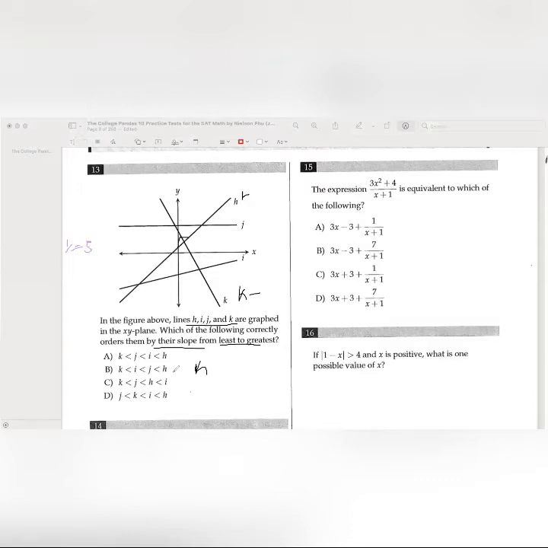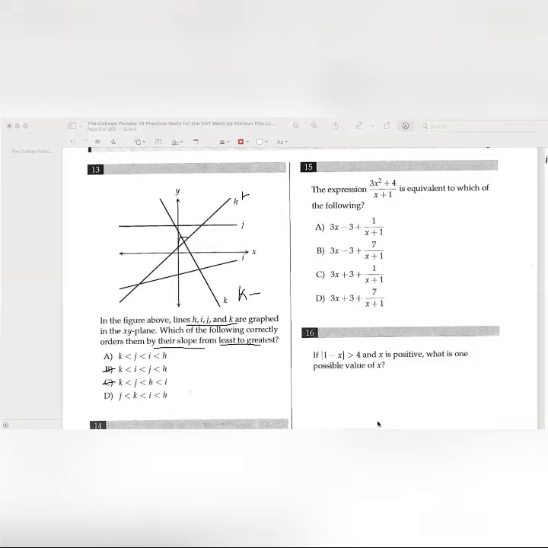So what's the order from least to greatest? Okay, so greatest we already know is H, so it cannot be this one. Second greatest, we've already determined it's I, so it can't be this one. Now, would it go no slope, then negative slope, or would it go negative slope, then no slope?